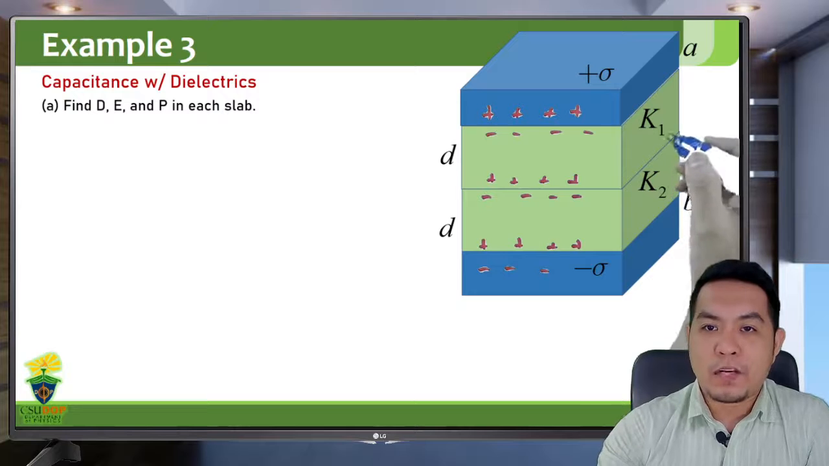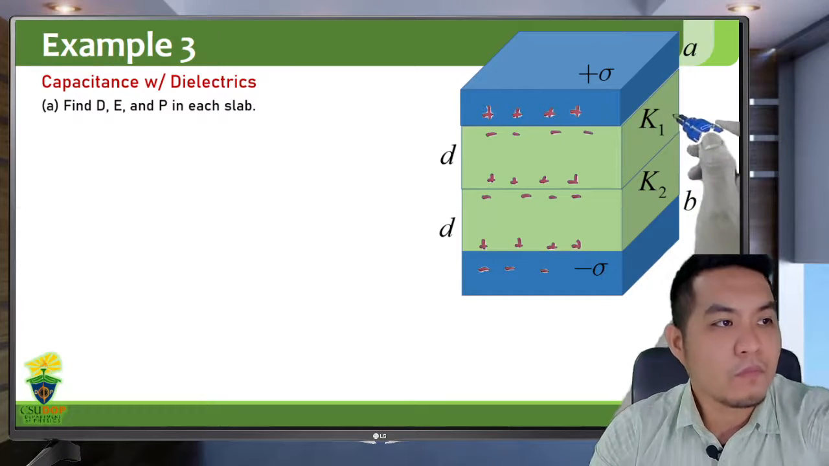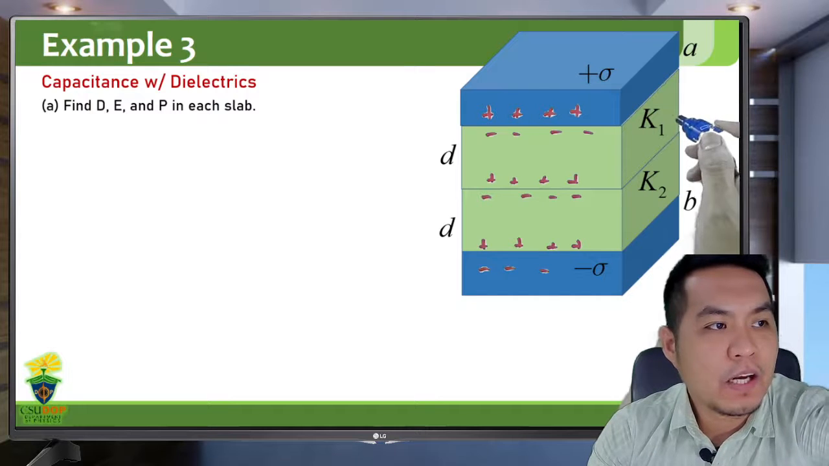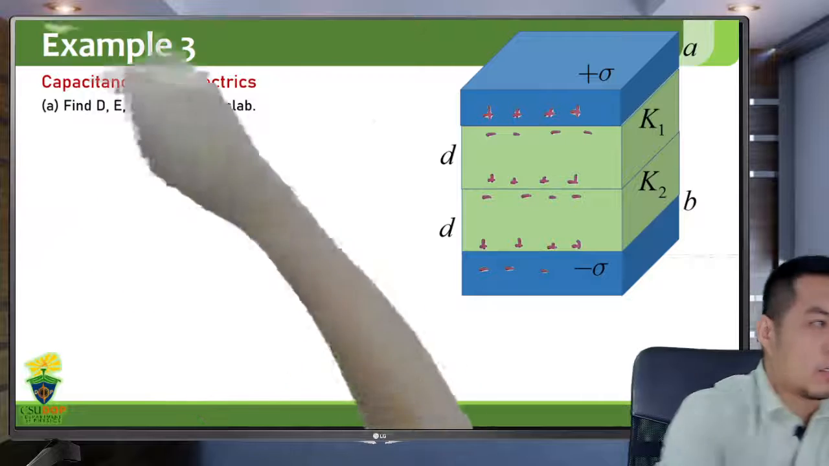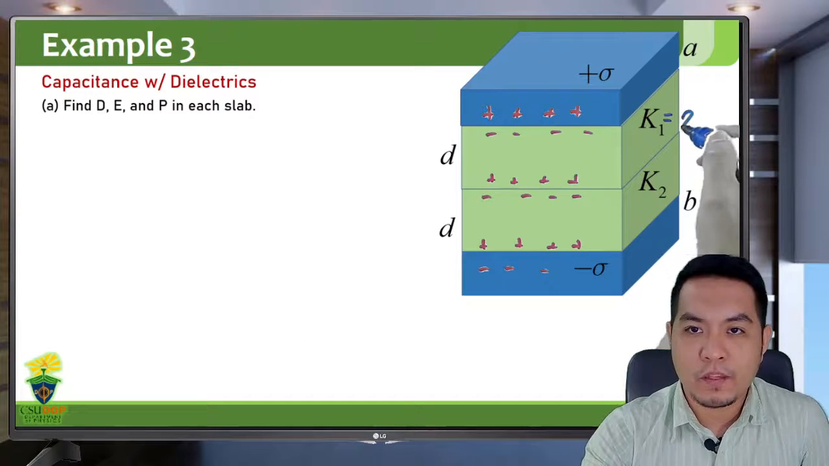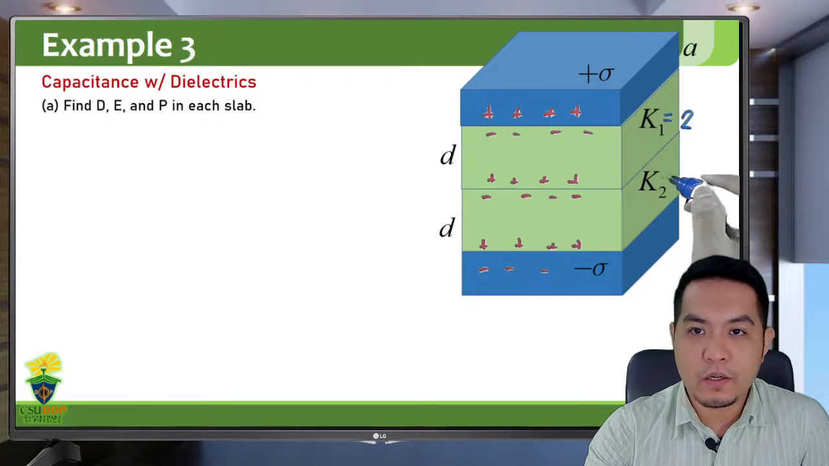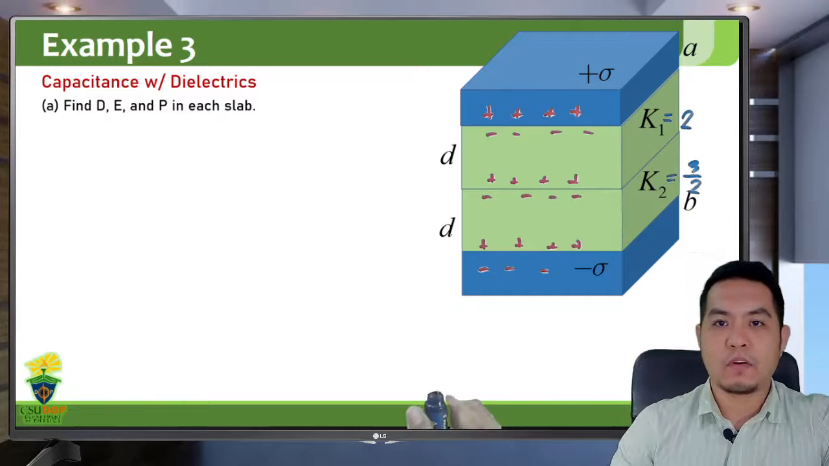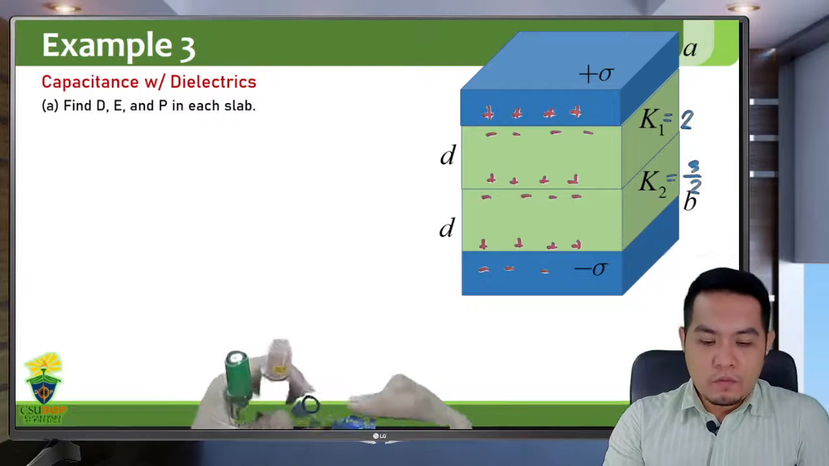Okay, I forgot to mention that our K1 here, the first dielectric, has a constant of 2, and K2 is 1.5 or 3 halves. Okay. I forgot to place the given.